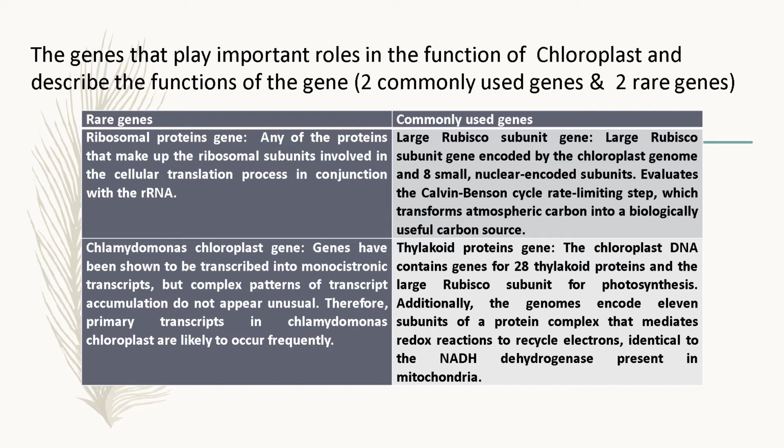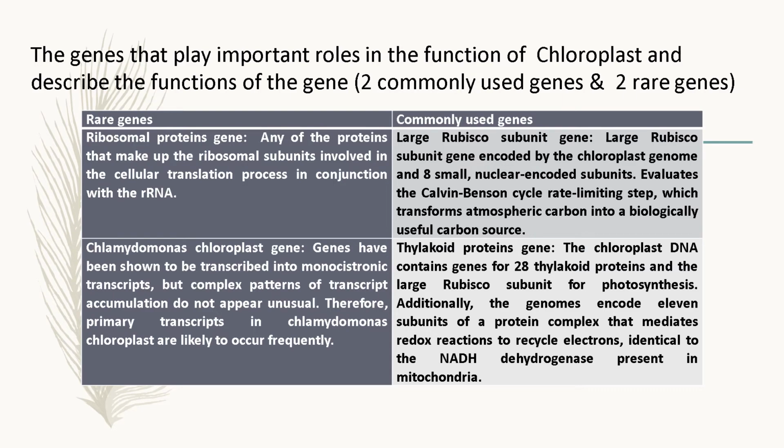Thylakoid protein genes. The chloroplast DNA contains genes for 28 thylakoid proteins and the large Rubisco subunit for photosynthesis. Additionally, the genome encodes 11 subunits of a protein complex that mediates redox reactions to recycle electrons, identical to the NADH dehydrogenase present in mitochondria.